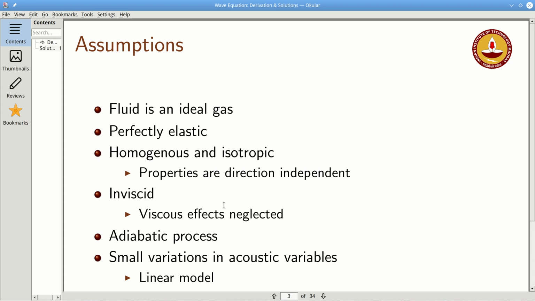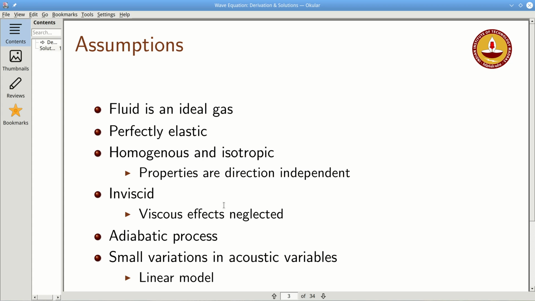All that it means is that if I apply a load and then remove the load, it comes back to its original state. So that's what we mean by elastic, right? We also make some simplifications such as homogeneity. That means the properties that we are talking about, density, temperature, etc., is basically direction independent at a location.